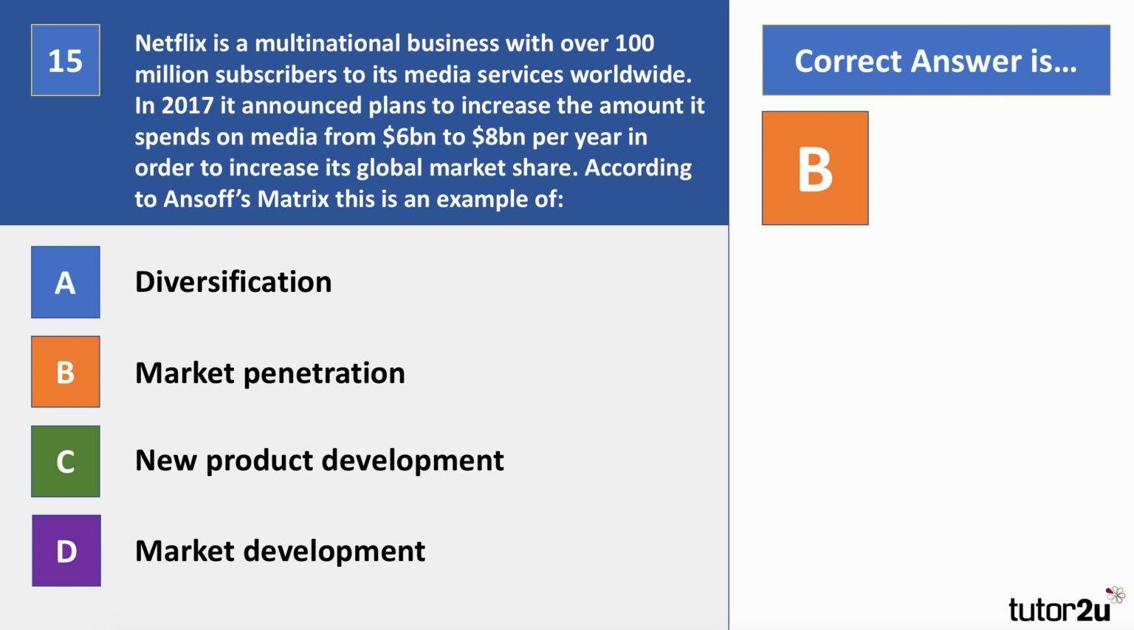So we were talking here about Netflix increasing the amount it spends on media. It's an existing media business, therefore it's an existing product, and it wants to increase its market share. So that sounds to me like selling more to existing markets. Existing products, existing markets, market penetration. That's a classic strategy for increasing global market share. Nothing in the question was a clue around new products, new markets, or diversification. So market penetration is the answer.